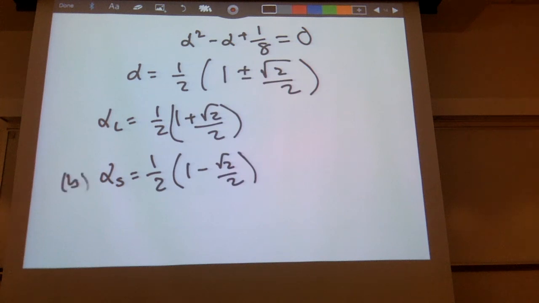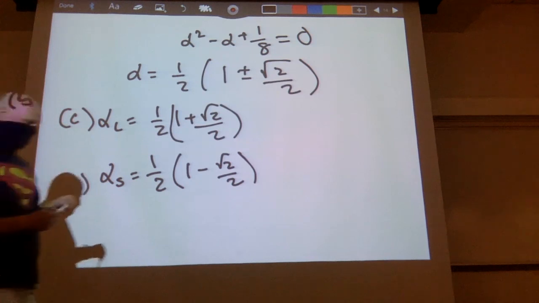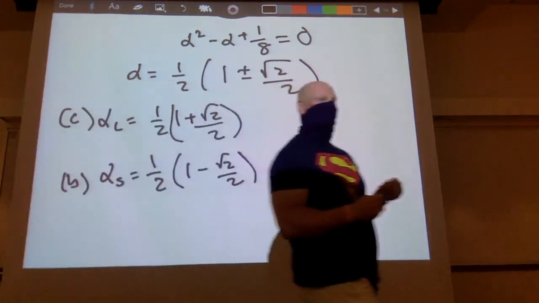So this is actually the answer to part B, and this is the answer to part C. So these are the amounts of charge which have to be distributed to make sure that the force is half of that maximum force. Okay?